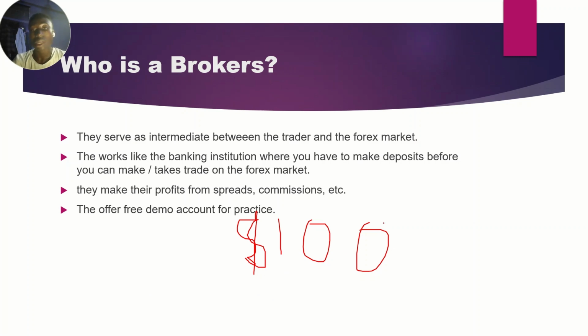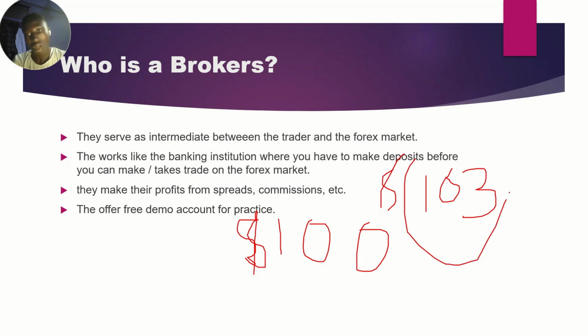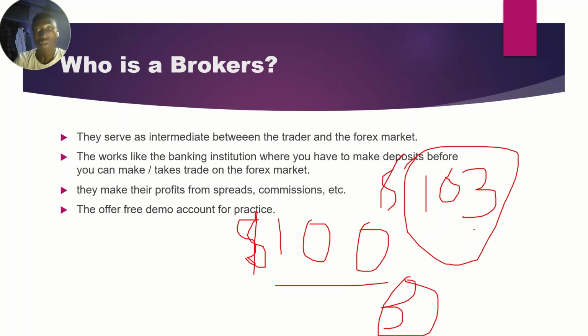In the next, let's say, 3 months, I came back and I saw that my $100 had become 103, something like this. So I have a profit of 3, interest on the $100 I deposited. In the next 3 months, I had interest of $3. So the bank served as an intermediary. The profit I got on my deposit is the $3. So the bank used my money to trade in order to get money for me.